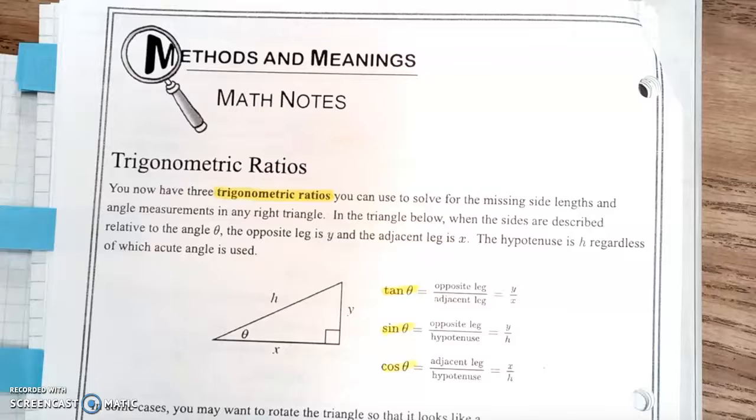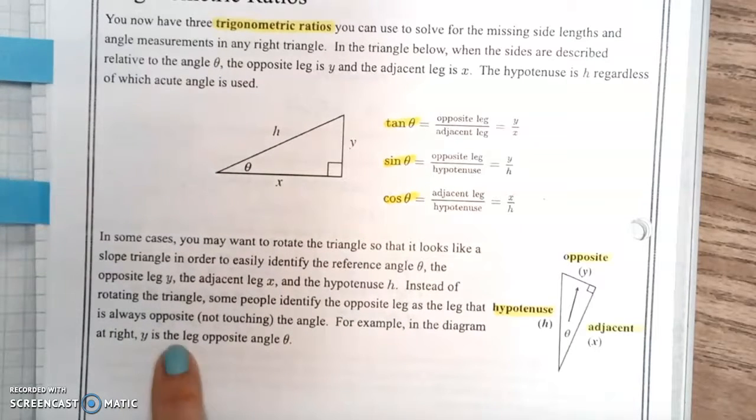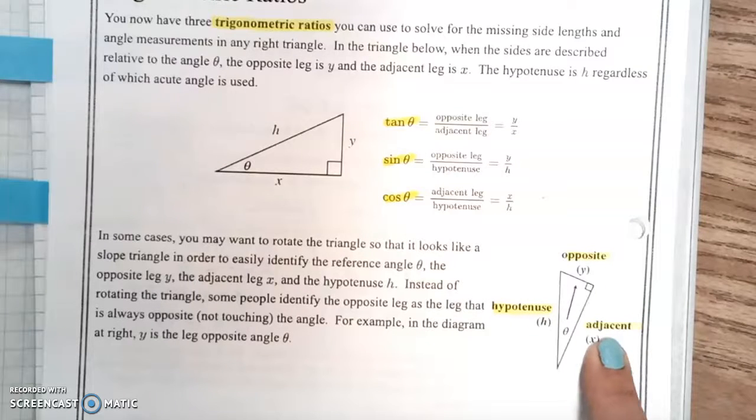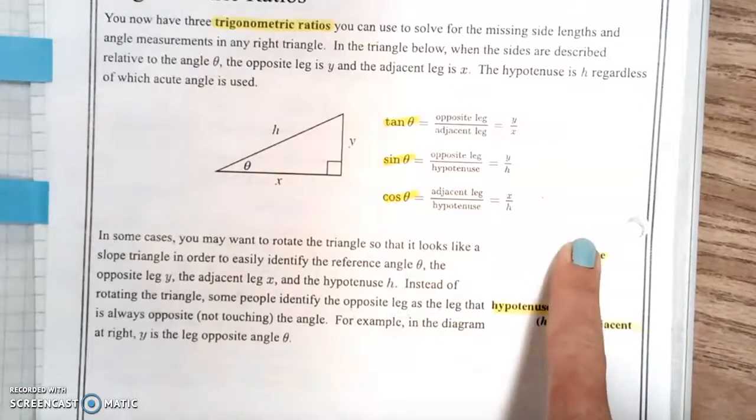And down at the bottom it says, in some cases, you may want to rotate the triangle so that it looks like a slope triangle in order to easily identify the reference angle theta, the opposite leg y, the adjacent leg x, and the hypotenuse h. Instead of rotating the triangle, some people identify the opposite leg as the leg that is always opposite, meaning not touching the angle. For example, in the diagram at right, the y is the leg opposite angle theta. So here's angle theta. This is the opposite side. This is the adjacent. And this is hypotenuse. Some people like to redraw it like this, but some people can just recognize, oh, that one's the opposite.